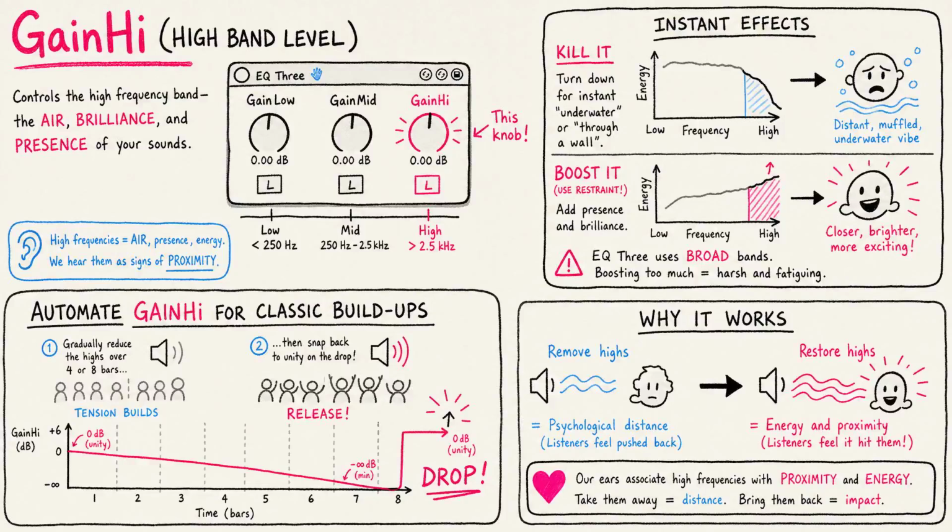Automating GainHi creates some of the most recognizable build-up effects in electronic music. Gradually reducing the highs over 4 or 8 bars, then snapping them back to unity on the drop, creates a satisfying sense of release that listeners respond to instinctively. This works because our ears associate high-frequency content with proximity and energy. Removing it creates psychological distance, and restoring it brings everything crashing back.